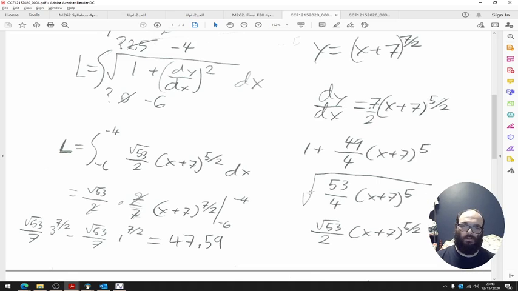And these are all connected by multiplications and divisions. So you can say 1/4 times 53 times x plus 7 to the fifth, so we can just quickly get rid of that square root, and this is what we have.